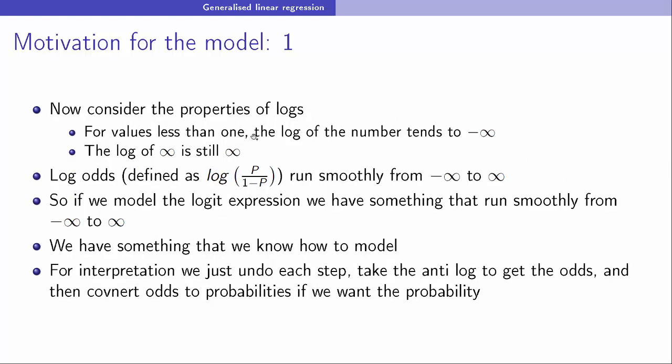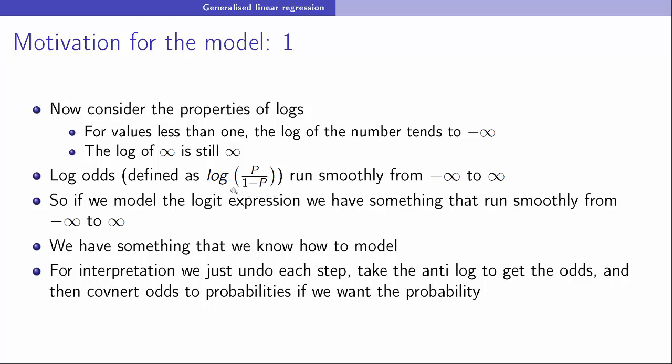Now, the next thing we can do is think about what we know about logs. Okay, so for any number less than 1, the log of that number is negative, and as it gets smaller, it will tend to negative infinity. However, the log of infinity is still infinity. So now if we take the log of the odds, technically this expression can run from negative infinity to infinity. We call this expression the logit, and the logit runs from negative infinity to positive infinity.